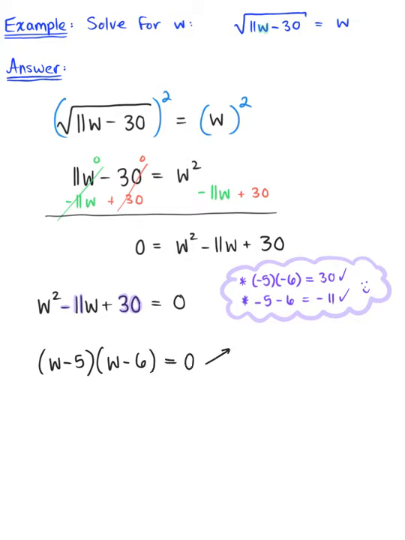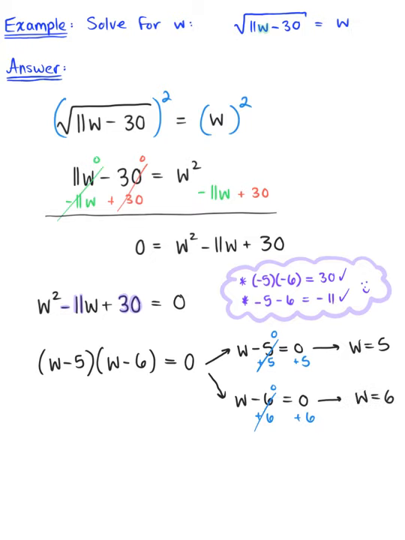And we can now think about each binomial case separately. We have w minus 5 is equal to 0, and we also have w minus 6 is equal to 0. So in case 1, to isolate w, we're going to add 5 to both sides of this equation. We see minus 5 plus 5 cancels itself out to 0, leaving us with w is equal to 5. And in case 2, to isolate w, we're going to add 6 to both sides of the equation. So minus 6 plus 6 cancels itself out to 0, leaving us with w is equal to 6.